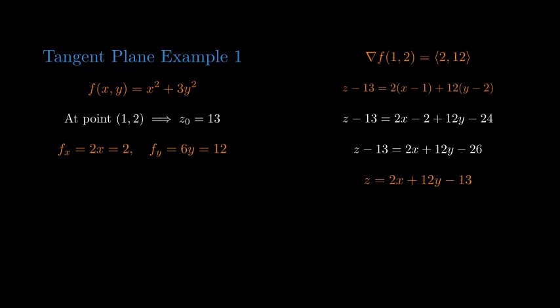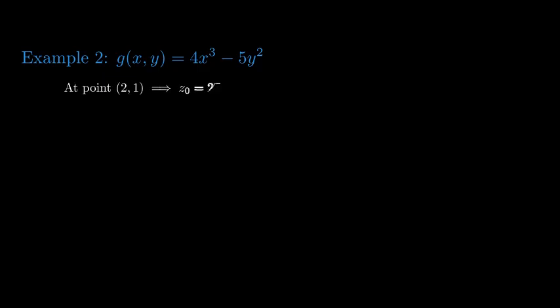Let us consider a second example to make this even clearer. Suppose we have a function g of x and y equal to 4 times x cubed minus 5 times y squared, and we want to find the tangent plane at the point 2, 1. First, we find the height by evaluating g of 2, 1, which is 4 times 2 cubed minus 5 times 1 squared, yielding 4 times 8 minus 5, or 32 minus 5, which equals 27. Our point is therefore 2, 1, 27.